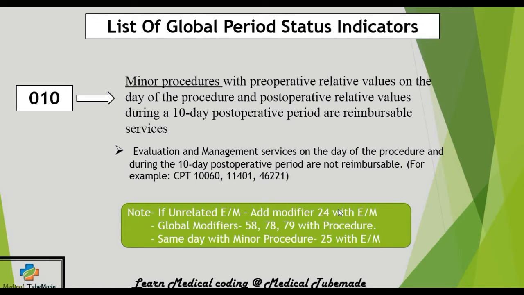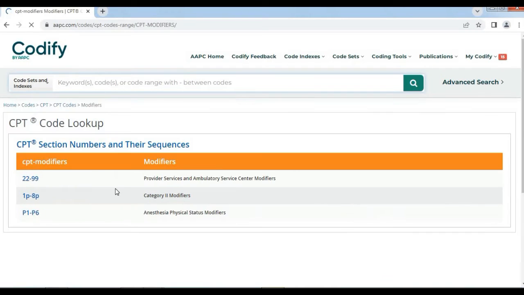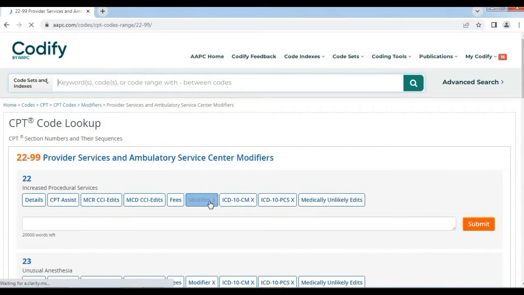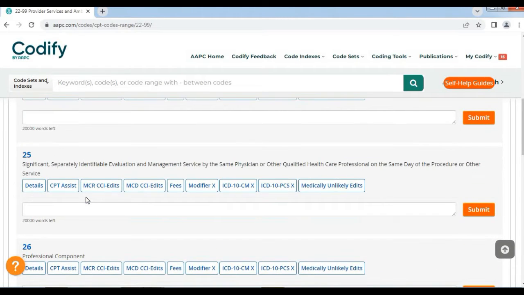Now I want to show you how to check modifiers and their roles. This is the list of modifiers 22 to 99. This is the provider service, ambulatory service center modifiers, and these are category 2 and anesthesia modifiers. We go to the provider service modifiers, where you can find the list. I am talking about global modifiers only. Modifier 24 is an unrelated evaluation and management service by the same physician or qualified healthcare professional during the post-operative period. If the patient is in the post-operative period and the physician is providing an unrelated E&M service, then we need to add modifier 24 with the E&M code.